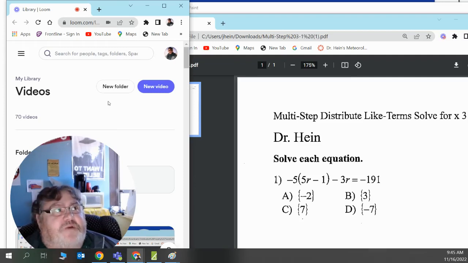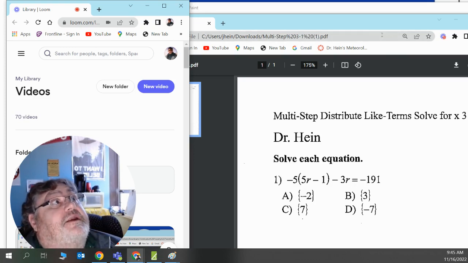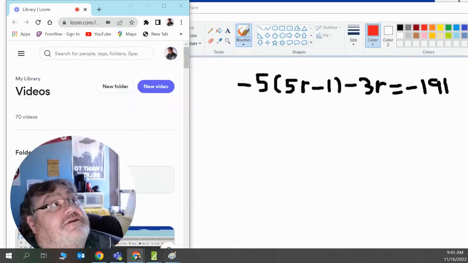Today we're going to use multi-step equations to solve problems. And in the first equation we have negative 5 times 5r minus 1 minus 3r equals negative 191. So let's set that problem up.